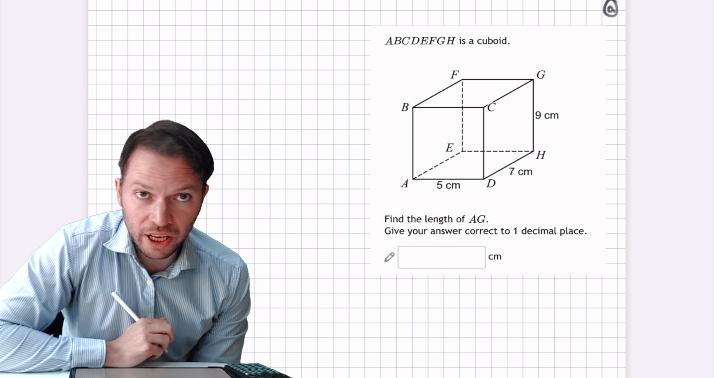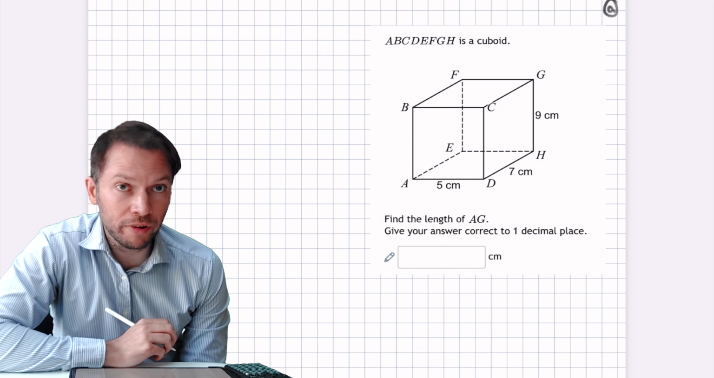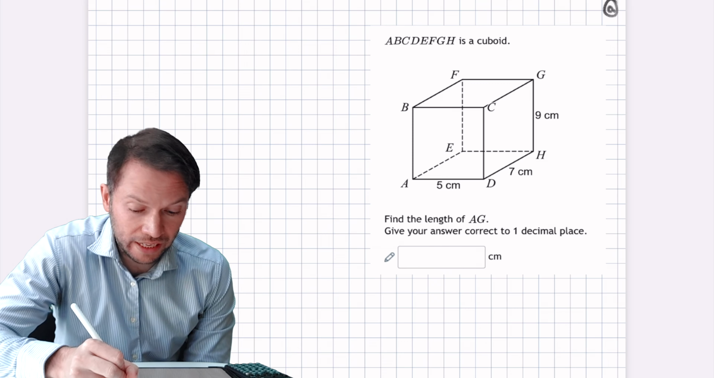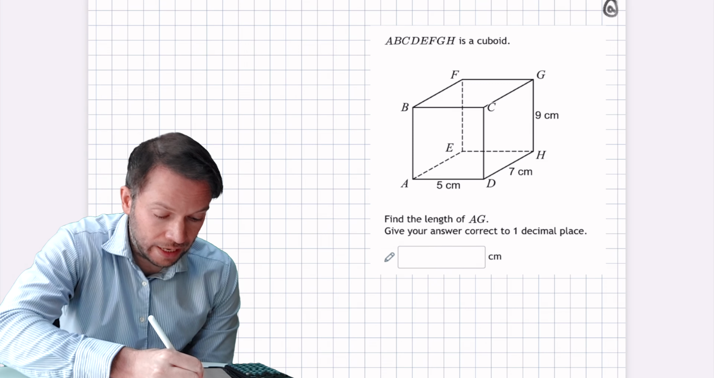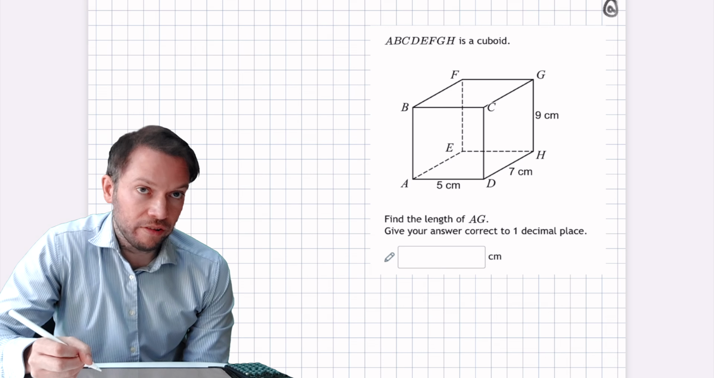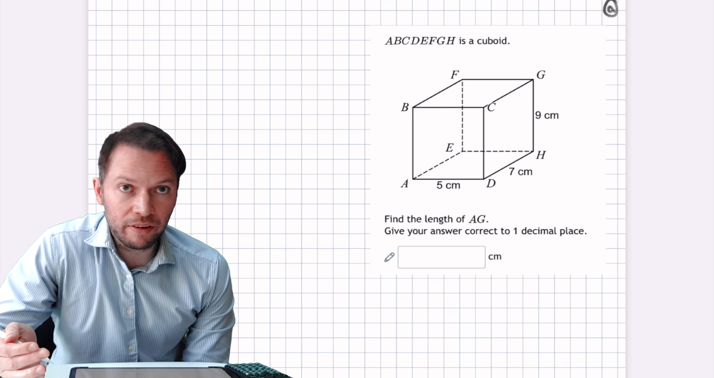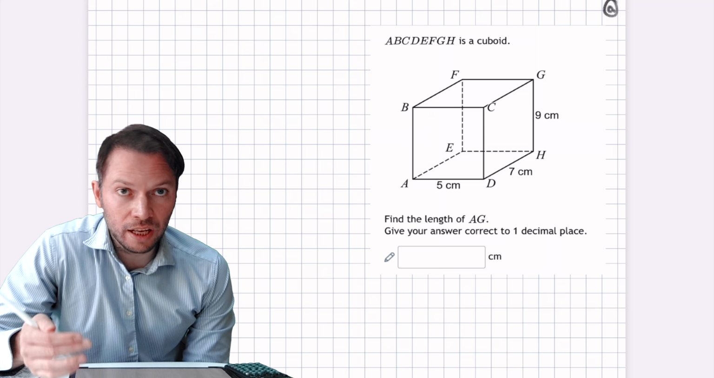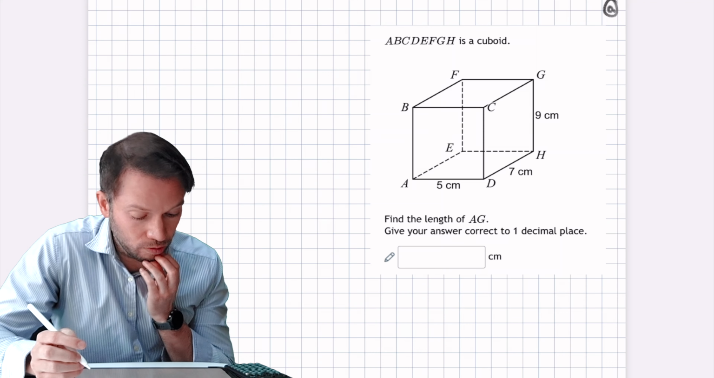Hi, in this video we're going to cover Pythagoras theorem on 3D shapes. Specifically, we're going to find a diagonal inside a cuboid using Pythagoras theorem. I'm going to assume you've already covered Pythagoras theorem, so please look up those videos if you haven't already.